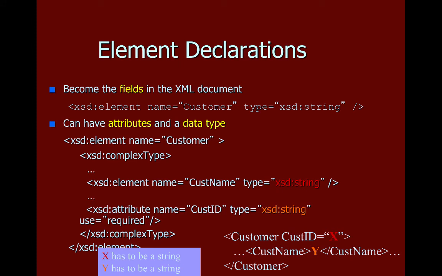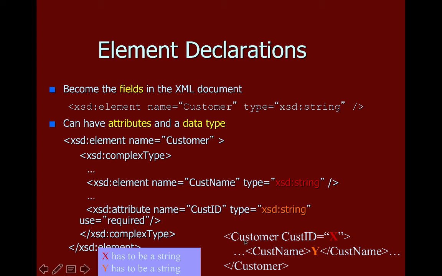So let's look at some element declarations. To declare an element, you use this tag called xsd:element, and then name equals customer, and the type is going to be a string, right? So you're declaring a customer element. And you can also have attributes and data types. So you can declare customer to be of a complex type in the sense that the customer element contains other elements, and so forth. So this is an instance of this particular XML schema, right?